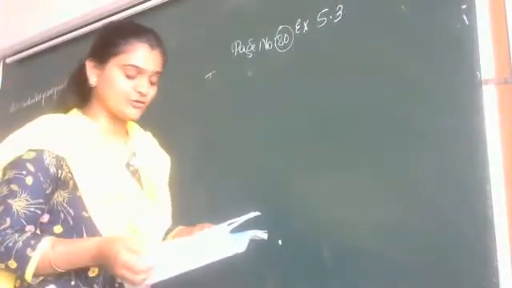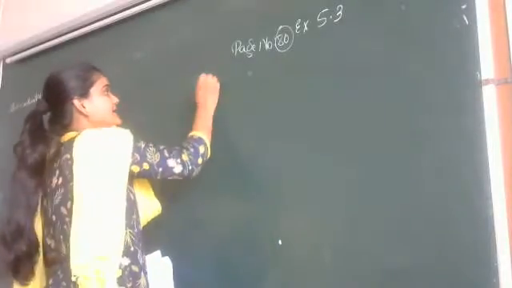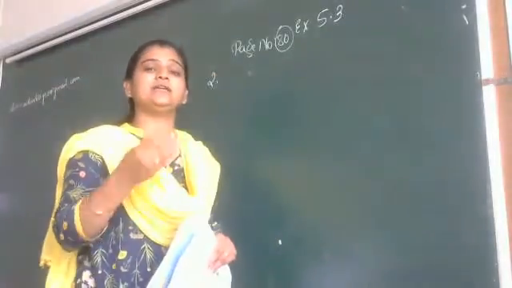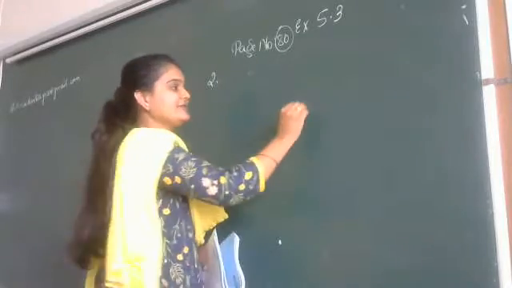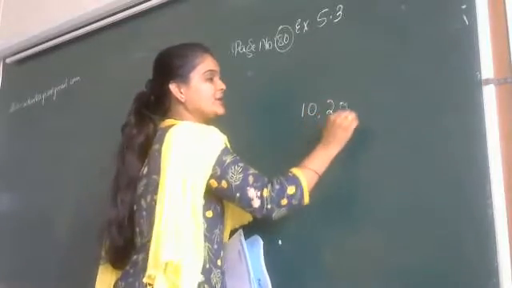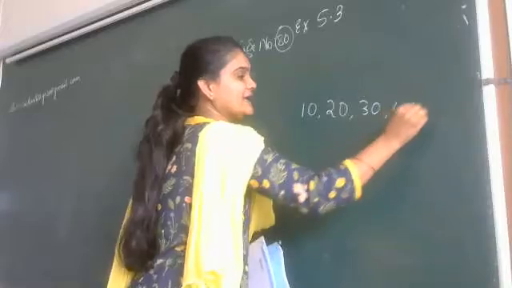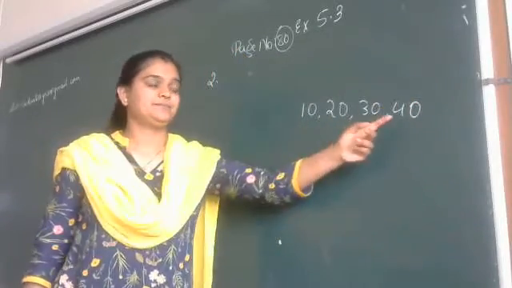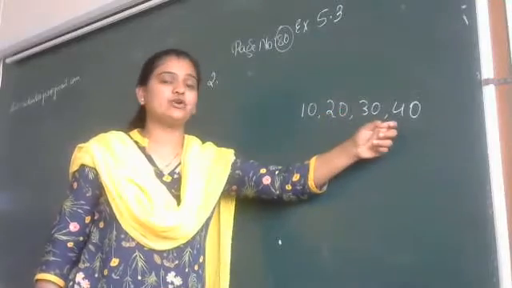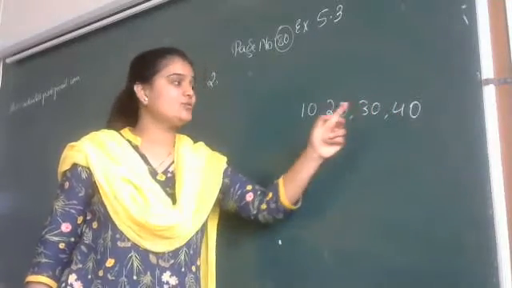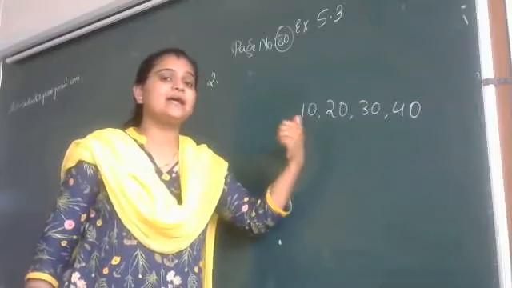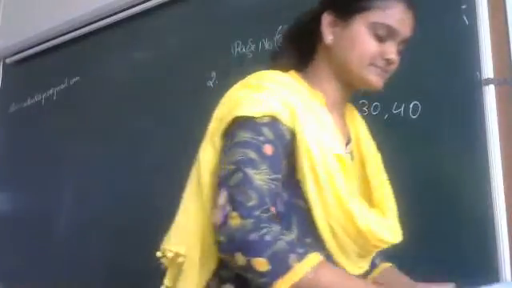Find the product for the following. The second question. Here, tens are written as 20, 30, 40. Are they not tens? Ones and tens, they are two digit. Two digit means even they will come under tens. Yes or no?